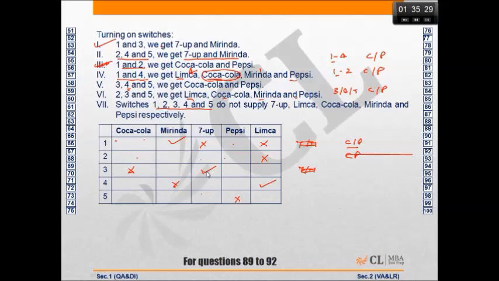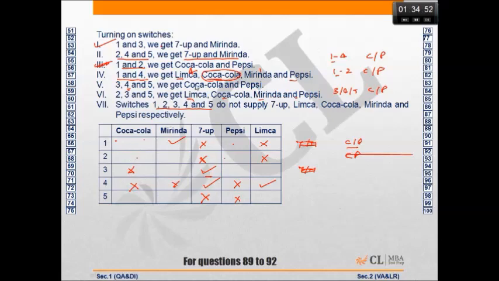7 Up cannot come from 3, because if 2, 3, 5 have it, that means 7 Up is coming from 3. That means 2 and 5 cannot have 7 Up, because if they had 7 Up, it would have got cancelled out. That means 7 Up will come from switch 4. So the two 7 Ups have been taken care of, and that means switch 4 also has been taken care of completely. So what are we left with now?